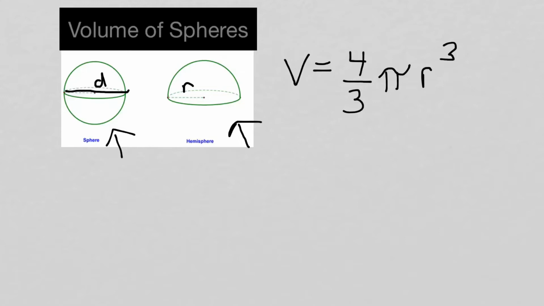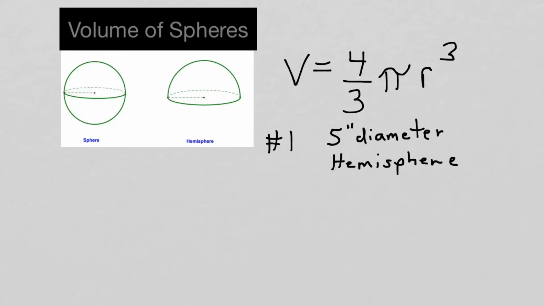I'm going to do 3 examples for you, and I think that's plenty. It's going to show you how to round, and I'm going to tell you how to enter it into Delta Math. All right, number 1 is a sphere. It's got a 5-inch diameter. And actually, it's not a sphere. It wants to know the volume of a hemisphere with a 5-inch diameter.